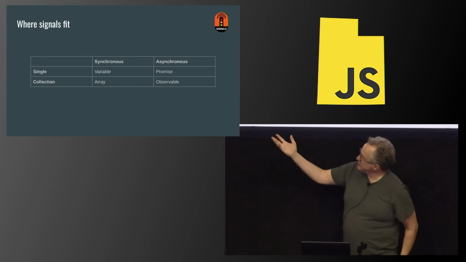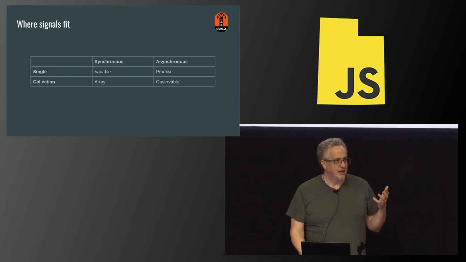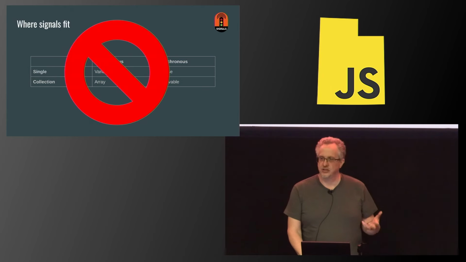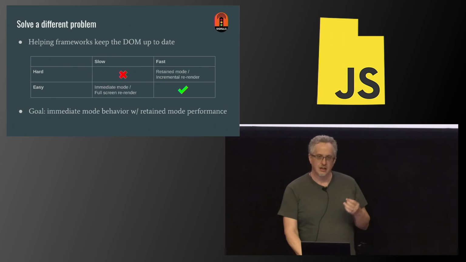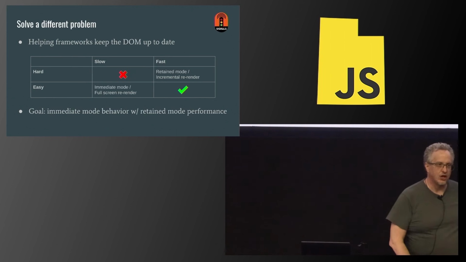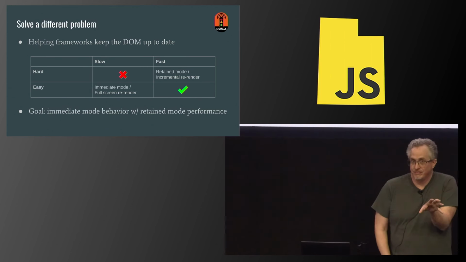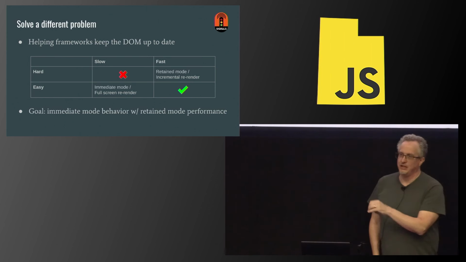So where do they fit in this matrix? Like, it feels like all the boxes are filled in, and they are. It's actually the wrong question to ask where they fit in, because it's a different thing. Signals solve a different problem. The main problem they solve is helping frameworks figure out how to keep your DOM, your visual representation, up to date with your actual state.